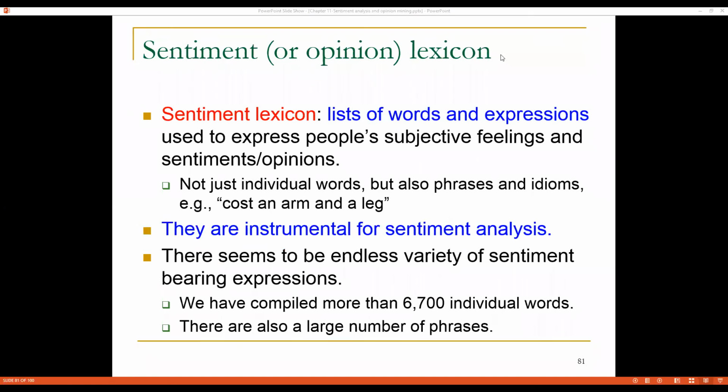A sentiment lexicon is a list of words or expressions used to express people's subjective feelings, sentiments, or opinions. Not just individual words, but also phrases and idioms. They are instrumental for sentiment analysis. There seems to be an endless variety of sentiment-bearing expressions. More than 6,700 individual words have been compiled, and there is also a large number of phrases.